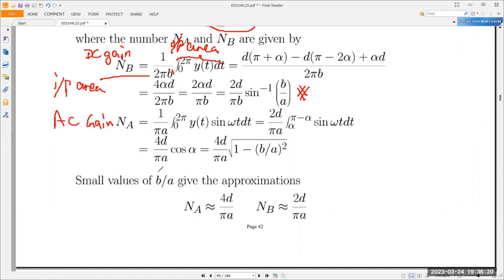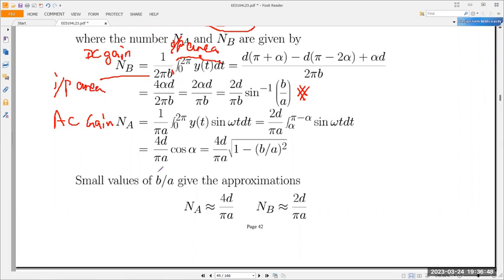Okay. Then if B over A is small, so the phase is 0. So if this is 0, then it's just 4D over pi A. It's an approximation. All right, so if B over A is small, then the AC gain is 4D over pi A. The DC gain is just 2D over pi A.